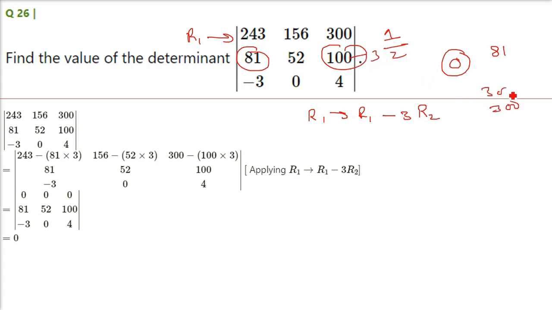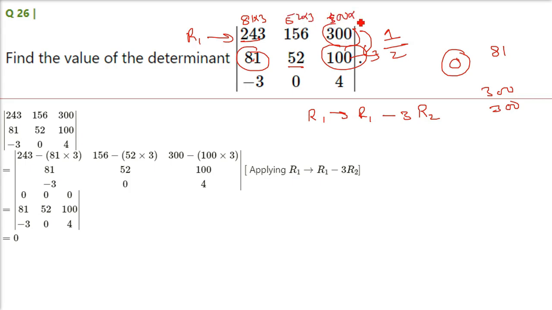100 multiplied by 3 is what? 300. So let us multiply the second row by 3 and subtract it from the first row, and that is going to come as 0. Hope you got the idea? We subtract them. So R1 we are changing to R1 minus 3 into R2, because 243 is 81 into 3.